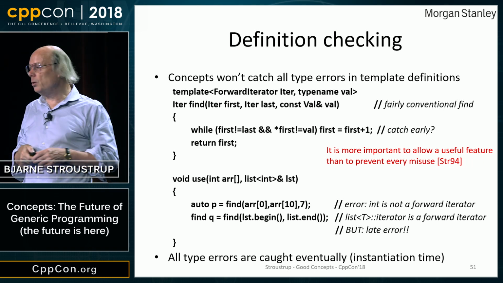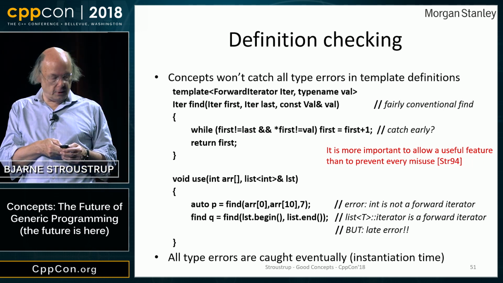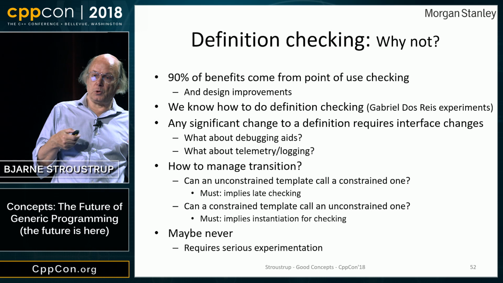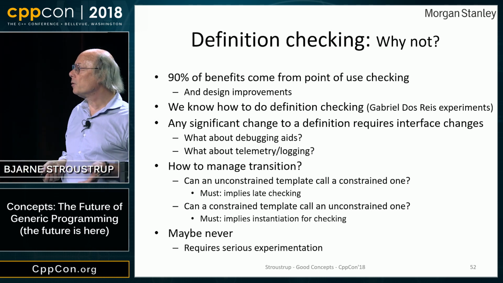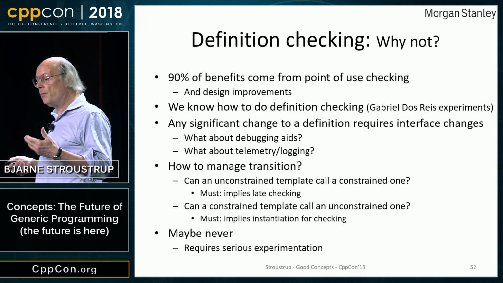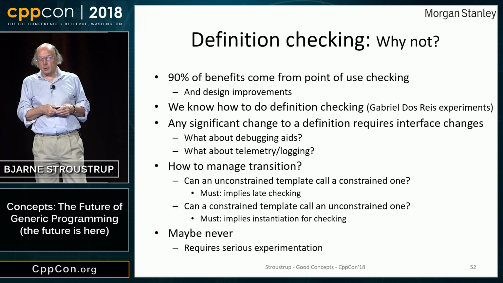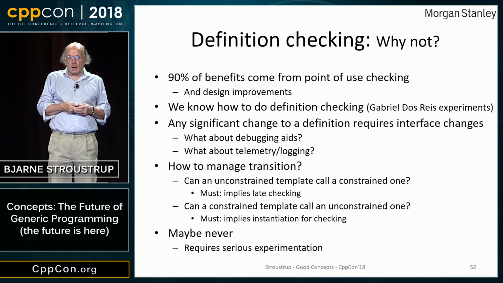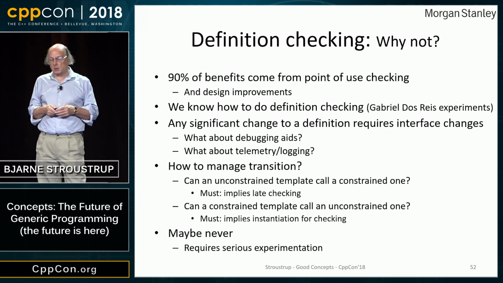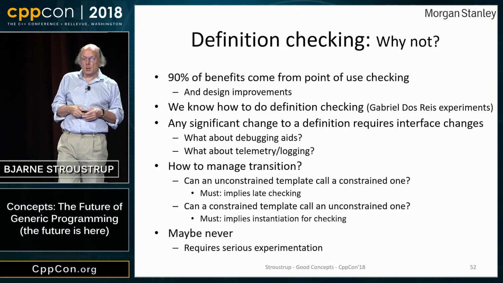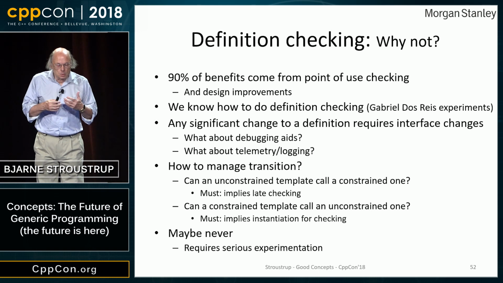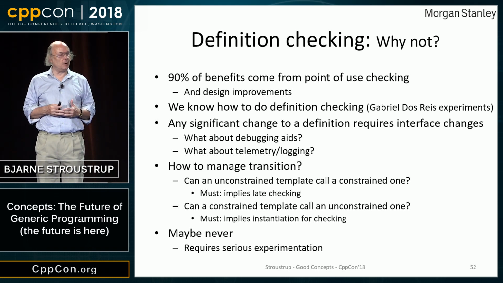It's more important to allow a useful feature than to prevent every misuse. So why not? Basically, we decided when we started redesigning concepts after the C++0x debacle that 90% of the benefit came from use checking. And we figured out how to do use checking with the current notion of syntax. Gabby did some experiments. We know how to do it. It's just we got more and more worried that we were wrong to close the system like that.